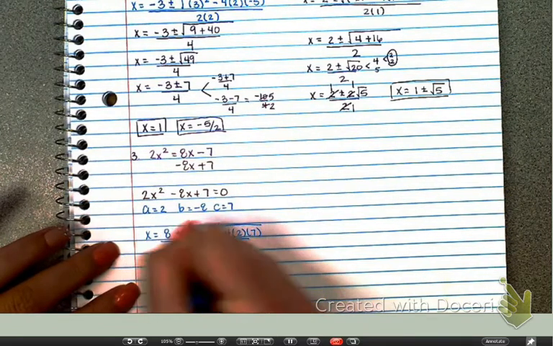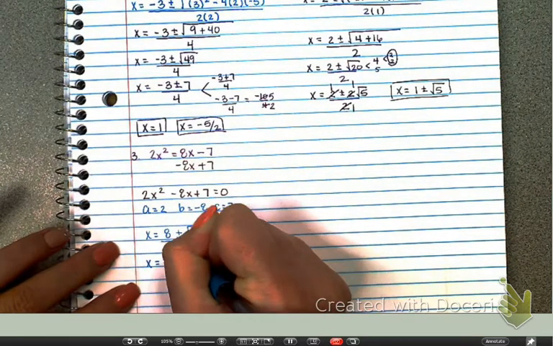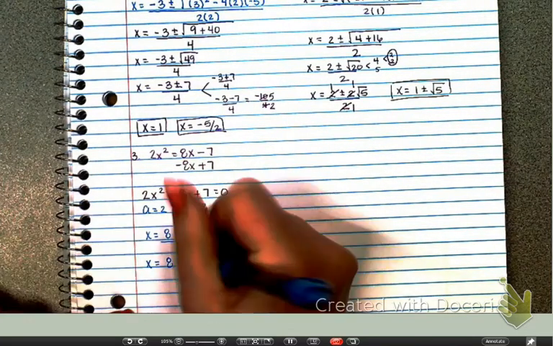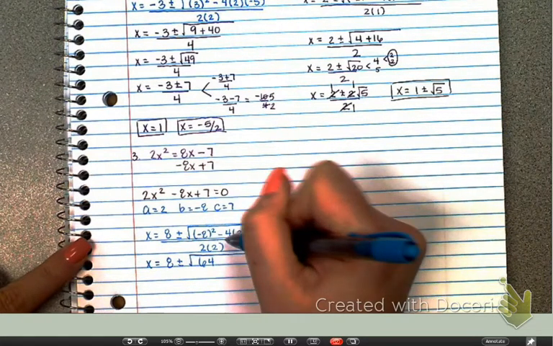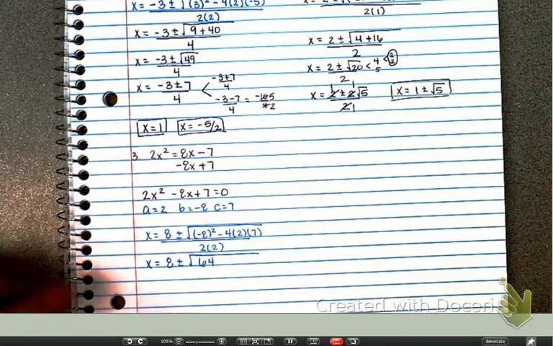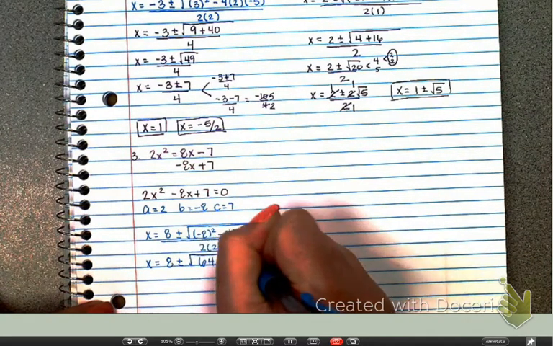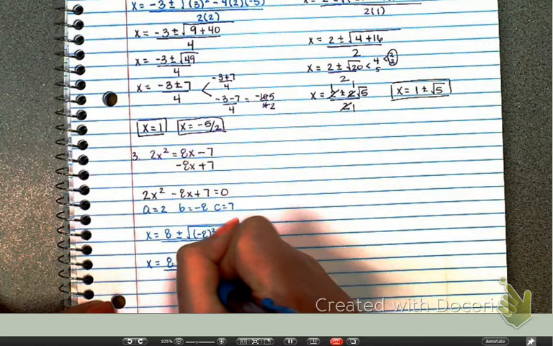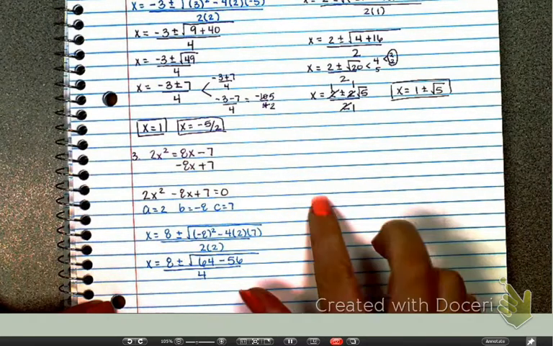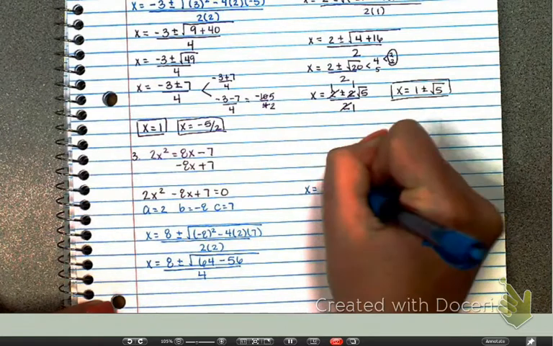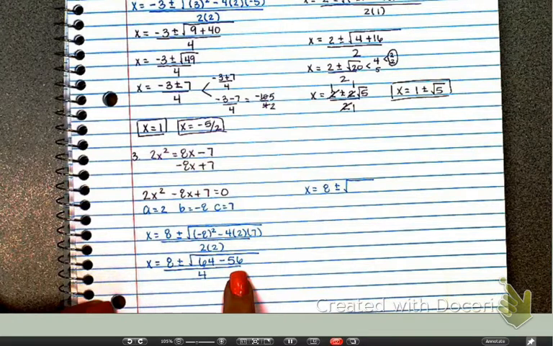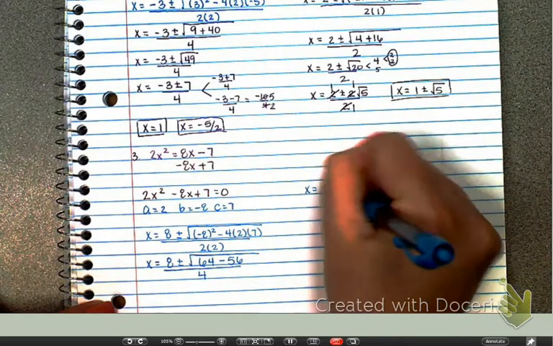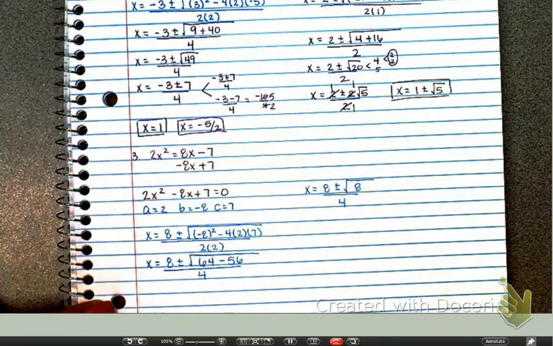Okay. x equals 8 plus or minus the square root. Negative 8 squared is 64. Negative 4 times 2 is negative 8. Negative 8 times 7 is negative 56, all over 4. 8 plus or minus the square root of 64 minus 56, which is 8, all over 4. Right? Can I simplify the square root of 8?